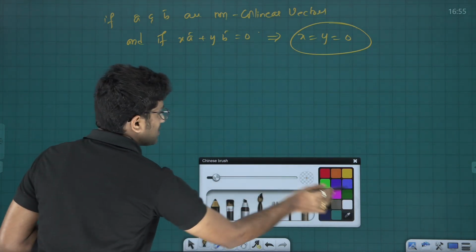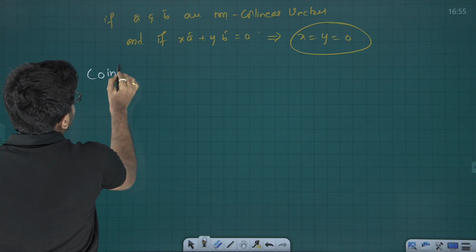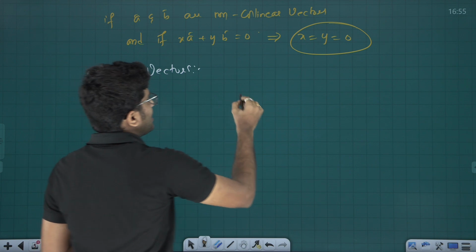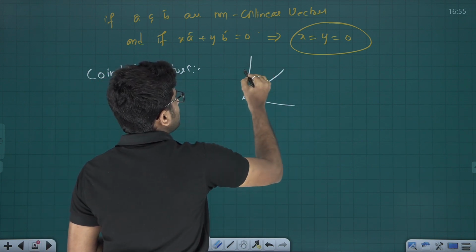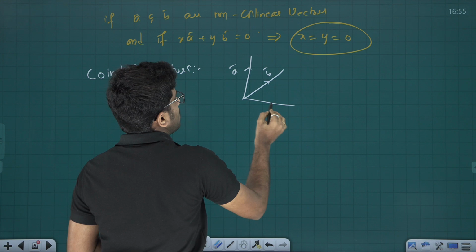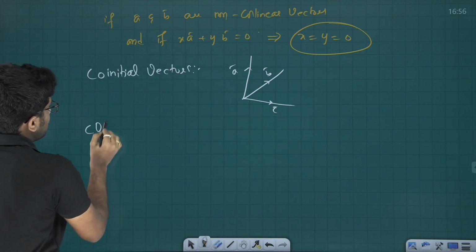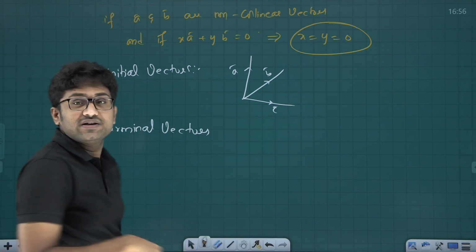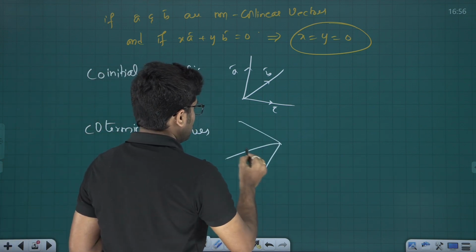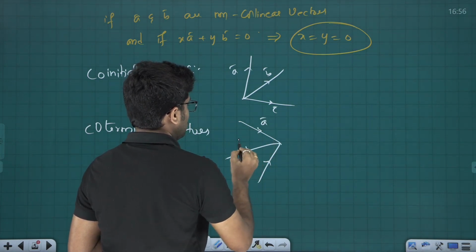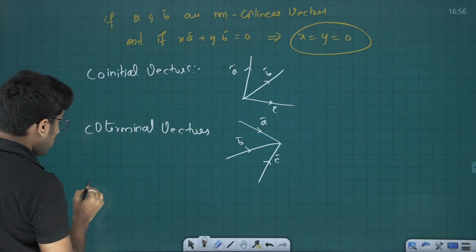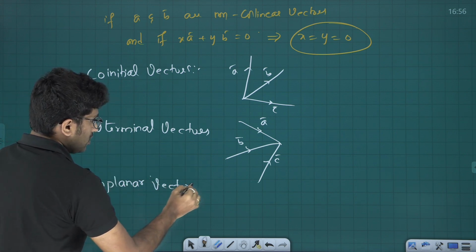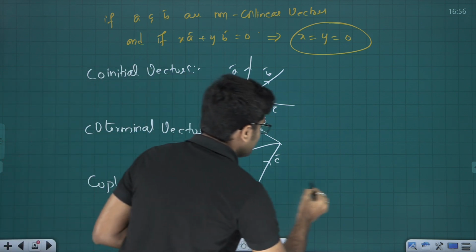Next, apart from that, in types of vectors, we have co-initial vectors. Co-initial vectors means vectors having the same initial point. A bar, B bar, C bar. Next, co-terminal vectors: vectors having the same terminal point. Next, coplanar vectors: vectors which lie on the same plane.